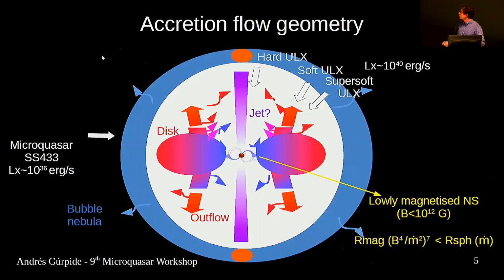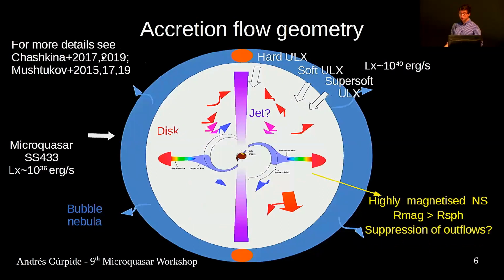And there are very simplistic, opposing views. So some people argue that ULXs are lowly magnetized. So because the magnetospheric radius depends on the accretion rate, the disk is truncated very close to the neutron star. So you still form this Super Eddington accretion disk and you still have these outflows. But then some other people argue that no, you need high magnetic fields to surpass the Eddington limit. And in this case, because the disk will be truncated very far, you won't have any outflows.